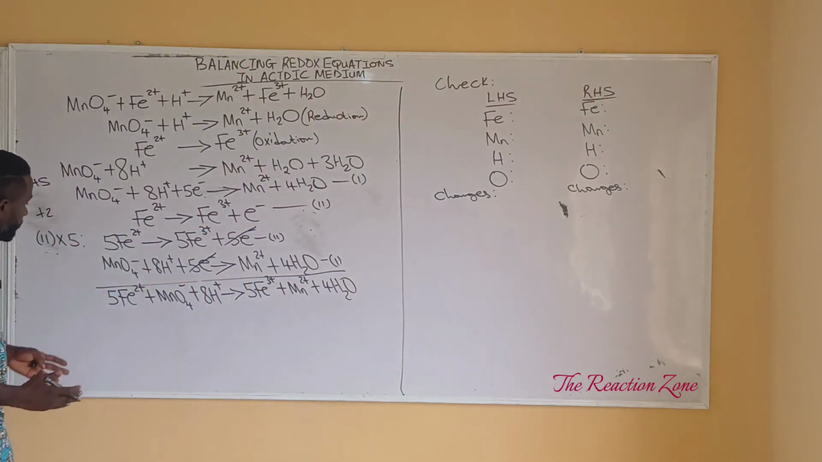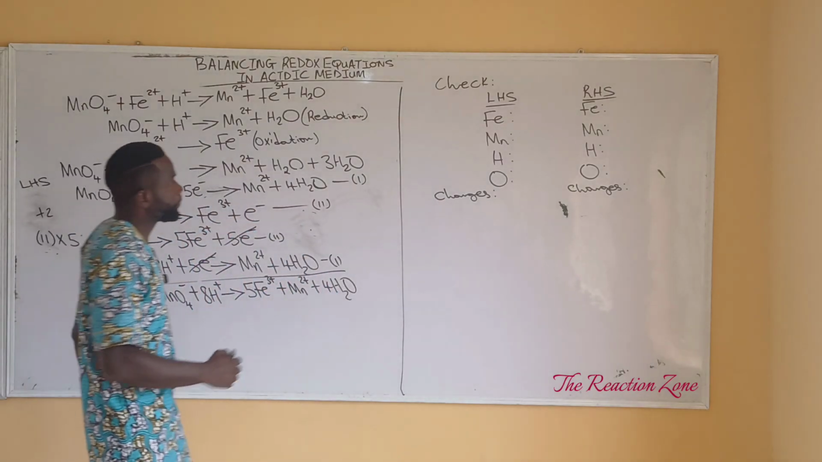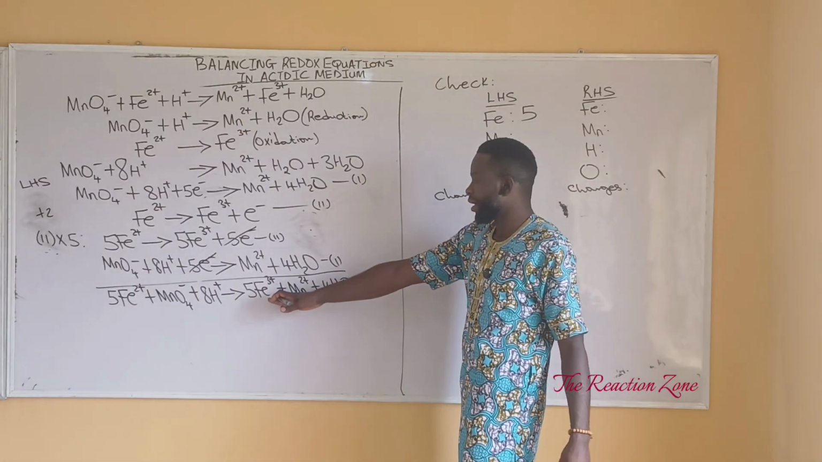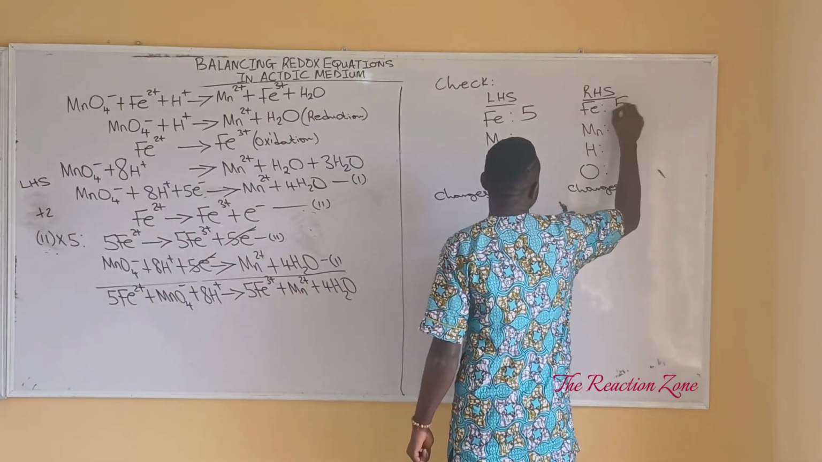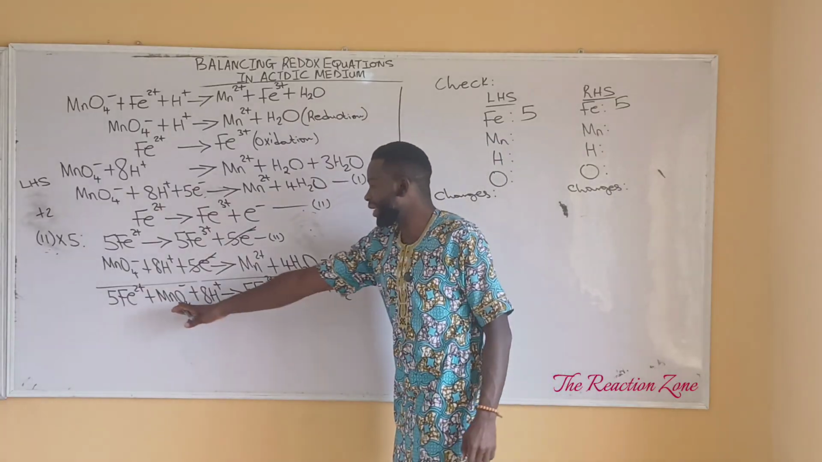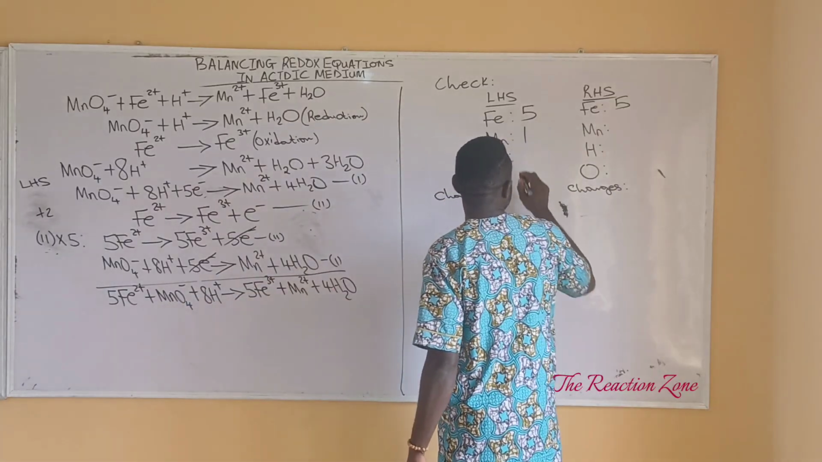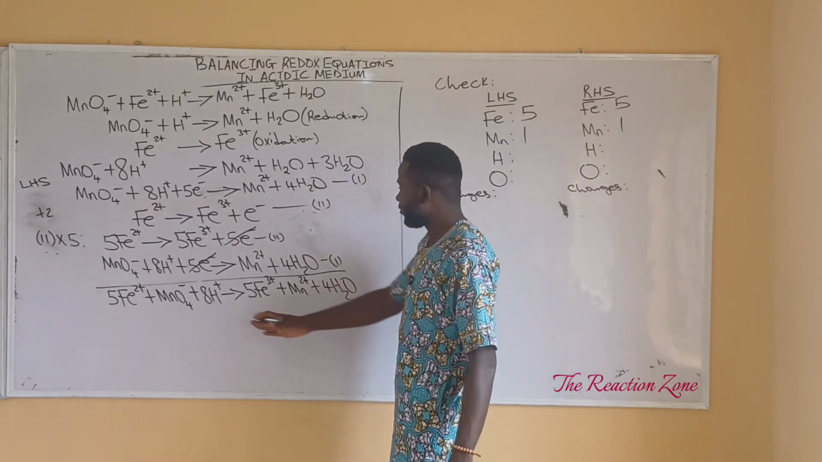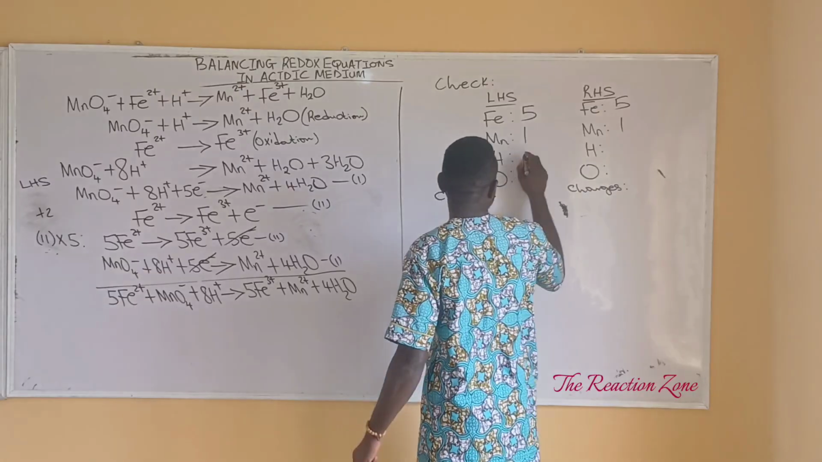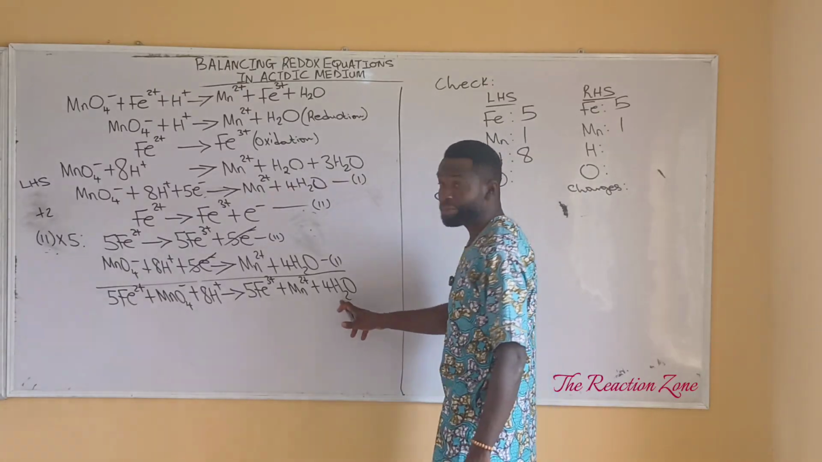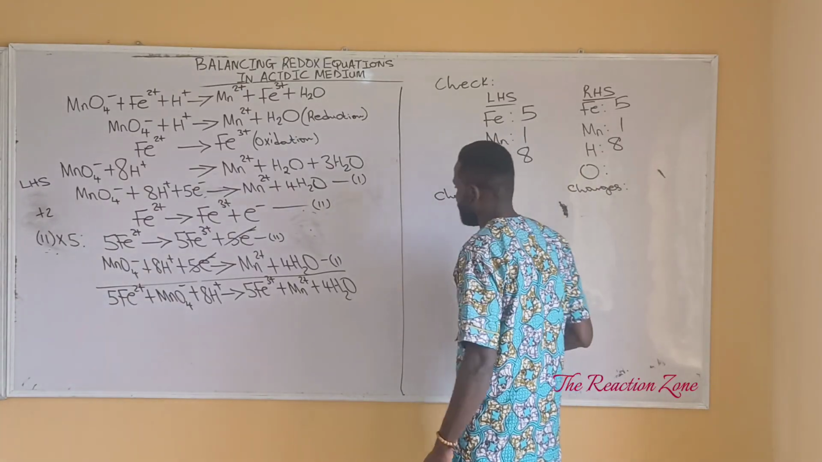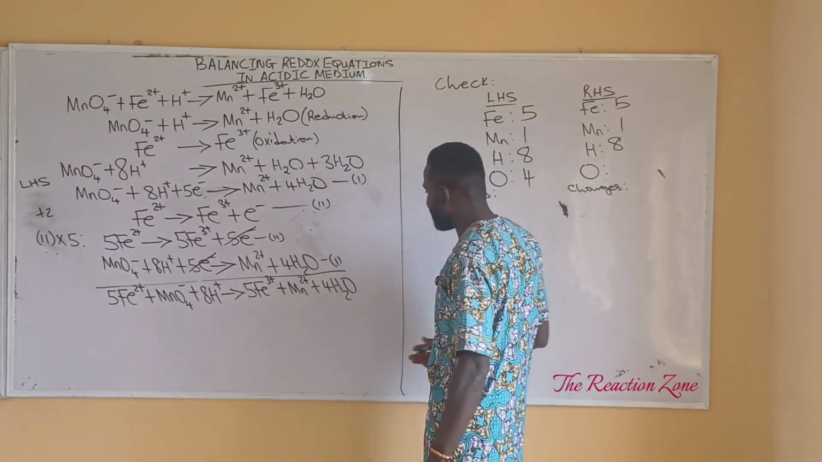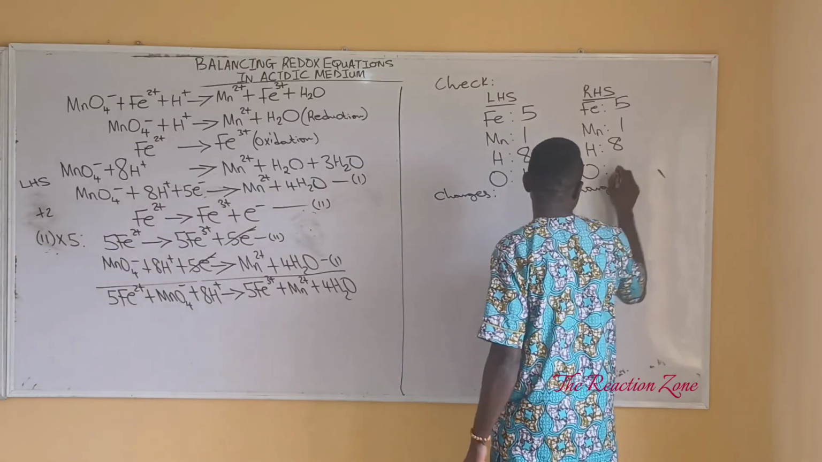On the left hand side, the number of iron atoms is 5. On the right hand side as well, the number of iron atoms is 5. On the left, the number of manganese atoms is 1. On the right, the number of manganese atoms is 1. On the left, the number of hydrogen atoms is 8. On the right, the number of hydrogen atoms is also 8. On the left, the number of oxygen atoms is 4. And on the right, the number of oxygen atoms is also 4.